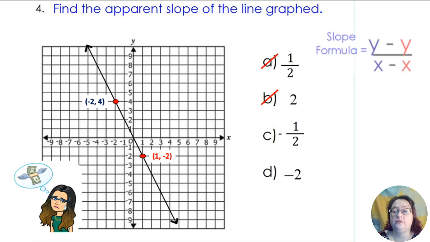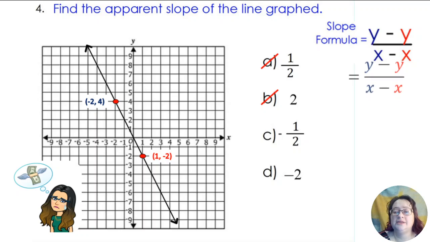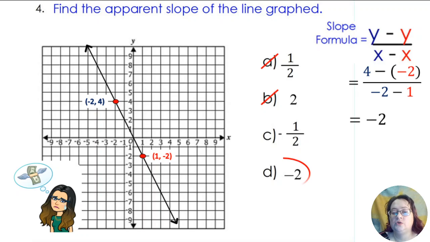I'm going to use my slope formula. And then I'm going to take my y's and my x's, and I'm going to replace them with the values from the points that we found. So my y value for the first point is 4, minus the y value for the second point, -2. So 4 minus -2 is going to replace my numbers on the top. And then I started with this one, so I have to start with this one on the bottom, -2 minus 1. So I replace those numbers. I plug that into Desmos or a calculator, and I get back -2, which is our answer.